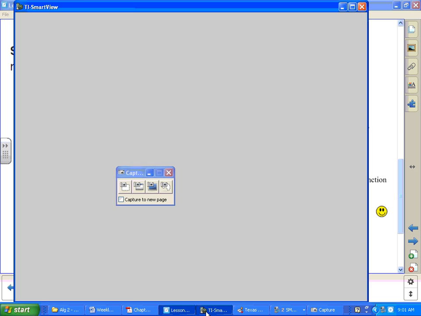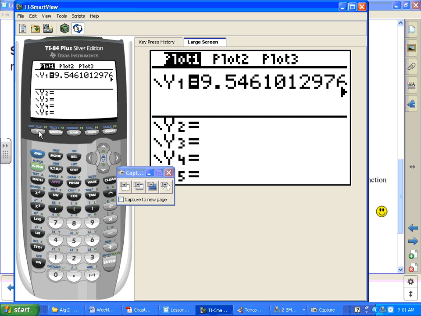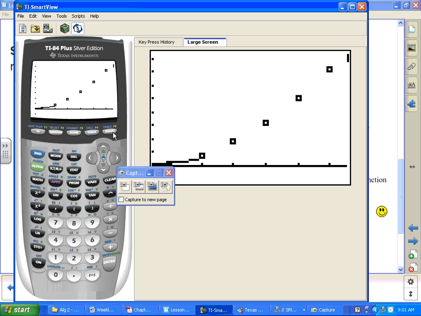So if I look at my y equals, you can see it put that equation in y1. And if I graph it, then it'll show the graph. And we can see from this graph that it's pretty good. Okay? Not great, but pretty good.